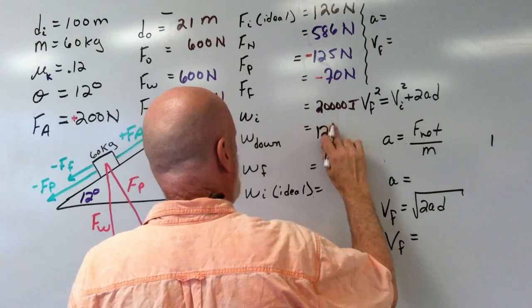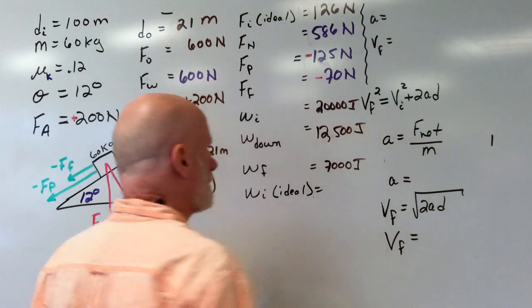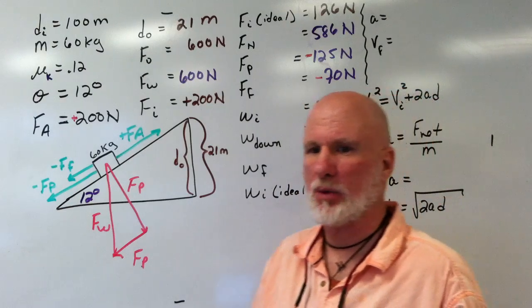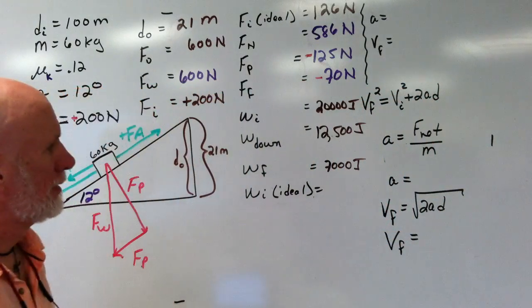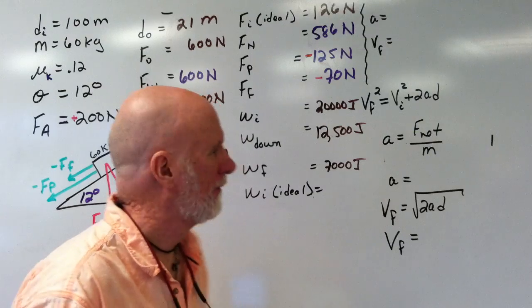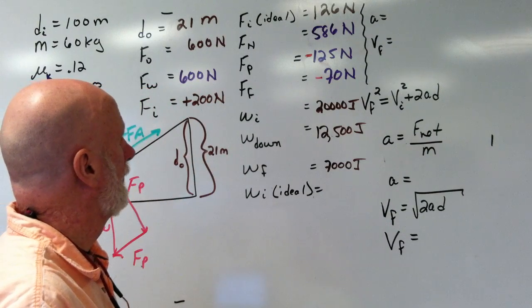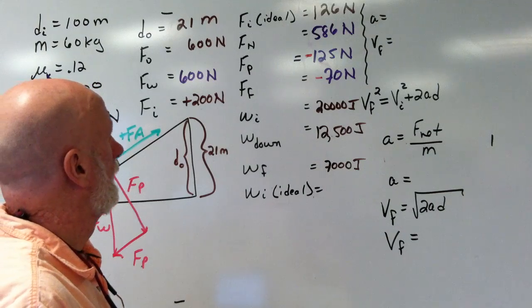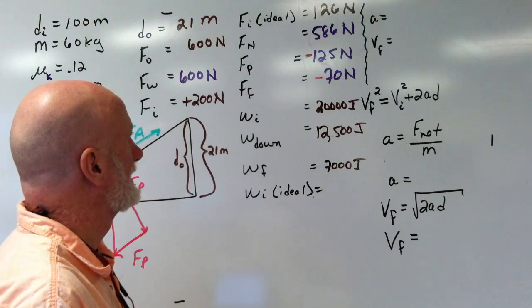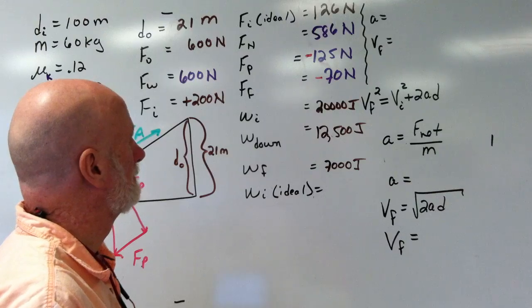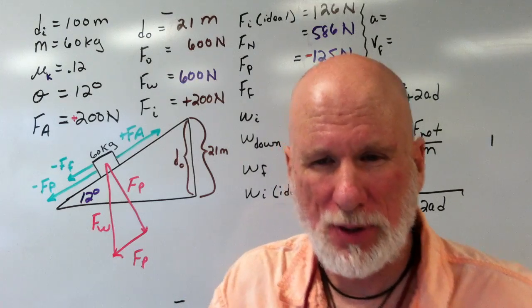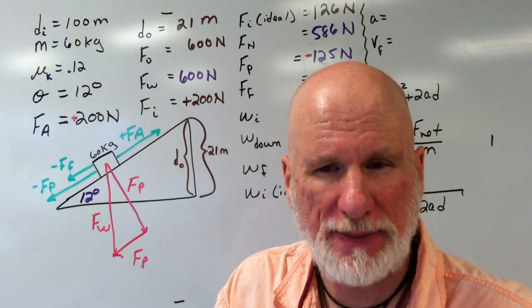So 12,500 joules. Good. What's the ideal work? 13,000 joules? Well, how do I get that? WI real minus WF? No. How would you get the WI real?